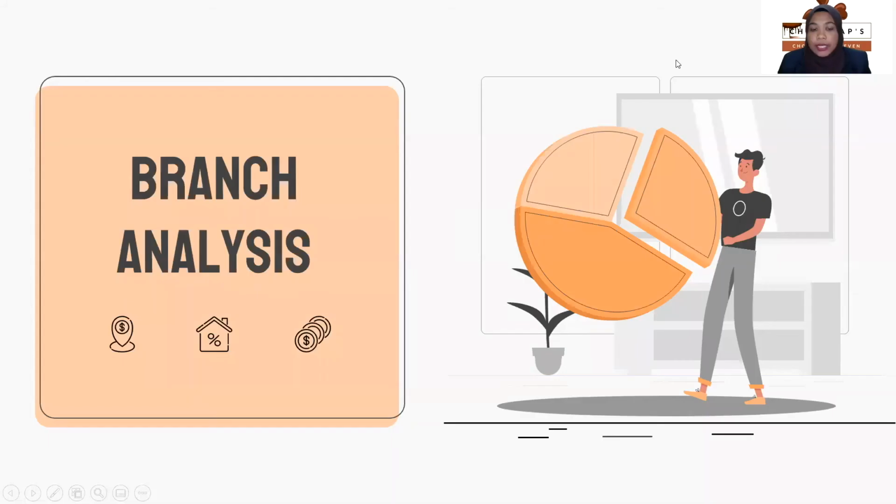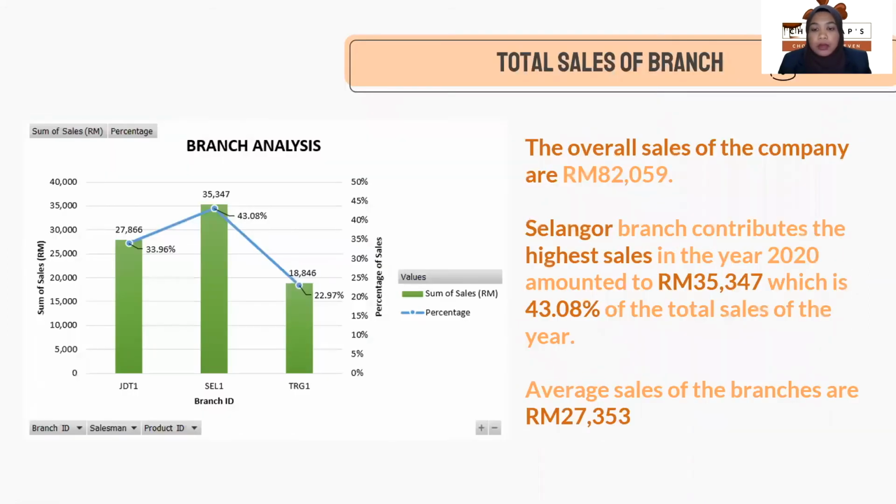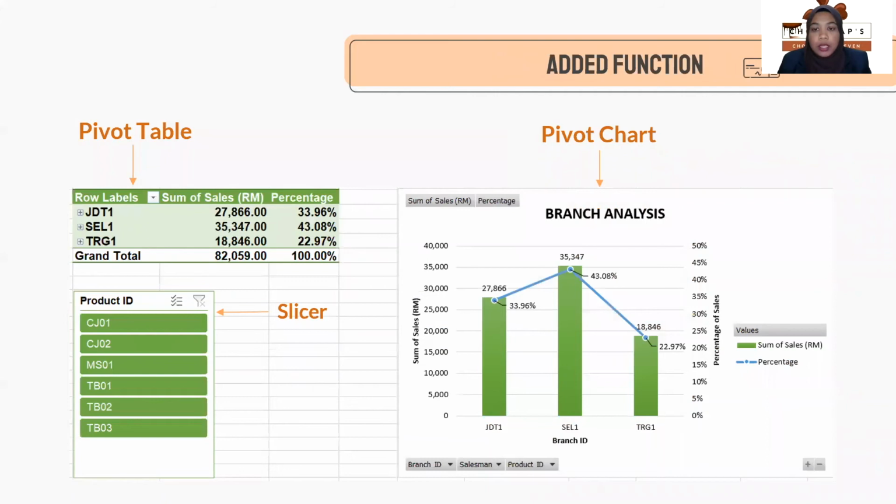Thank you. Next, I will continue with the branch analysis for Chocodap Enterprise. The overall sales of the company are RM82,059. From the chart, we can see that the Selangor branch contributes the highest sales in the year 2020, amounting to RM35,347, which is 43.08% of the total sales of the year. The average sales of the branches are RM27,353. The functions used in this analysis are pivot table, pivot chart, and slicer.